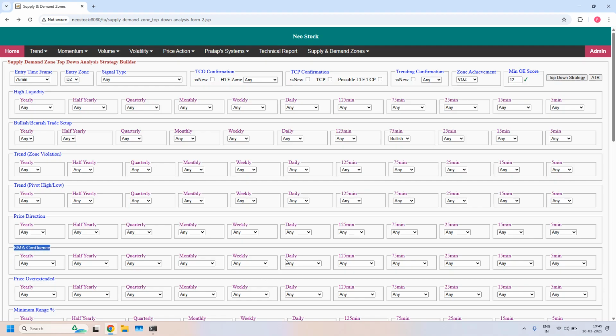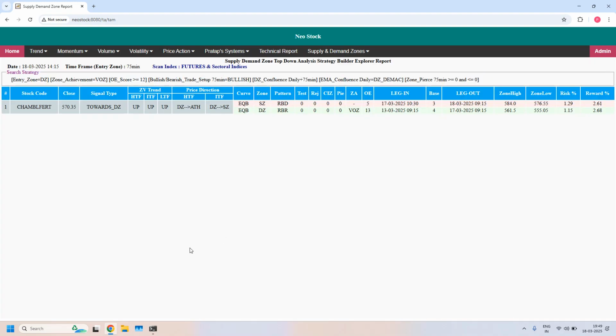In the EMA confluence at daily time frame, I'm checking daily demand zone having daily EMA confluence. Inside the daily, we have our entry time frame zone, 75 minutes demand zone. So one stock is filtered. So that means this 75 minutes demand zone is having even more high probability to get success. Okay, this is about LTF ITF demand zone confluence and ITF EMA confluence.